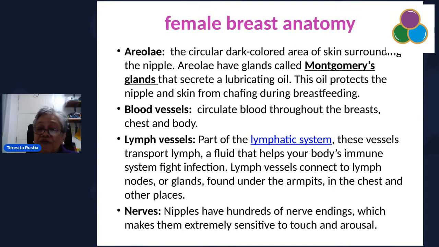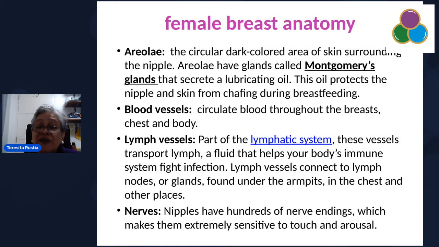Now there are also lymph vessels. These are parts of the lymphatic system. Lymph vessels are connected to nodes or nodules. The nodes are actually glands found under the armpits, in the chest and other places, and they are also found in our groins. Now, what are these lymphatic nodes for? The lymphatic nodes are where white blood cells mature. And the lymphatic nodes are the ones that release white blood cells to an area that needs help, especially if there is an infection. Okay?